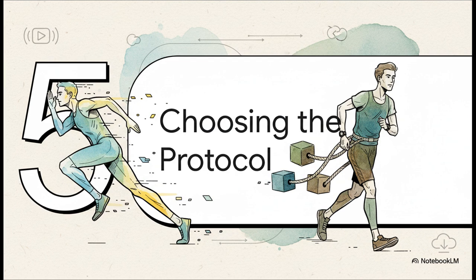So there you have it. We've got the sprinter, UDP, and the marathoner, TCP. One is fast but a bit chaotic. The other is slower but totally reliable. And here's the brilliant part. The internet doesn't make you choose one over the other. It lets each application pick the right tool for its specific job.